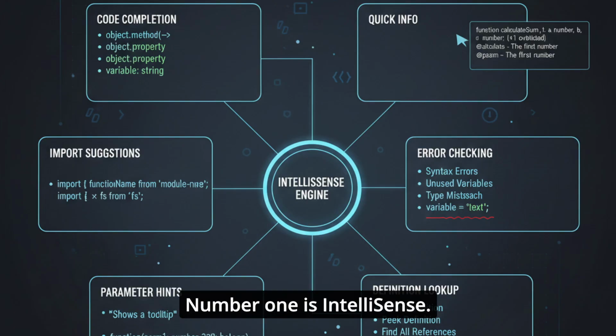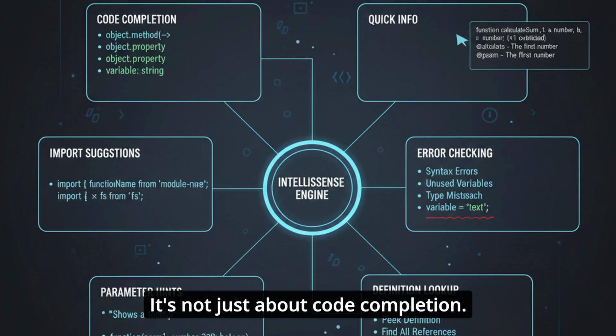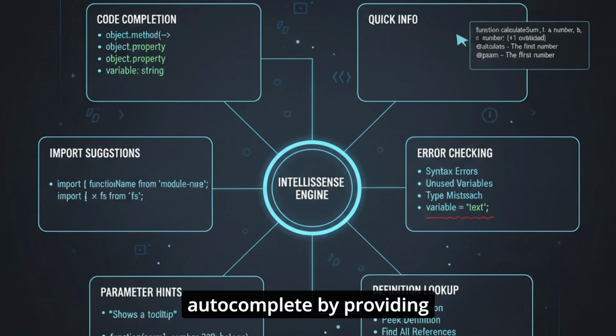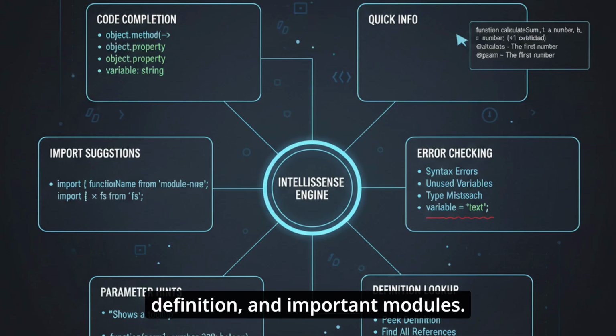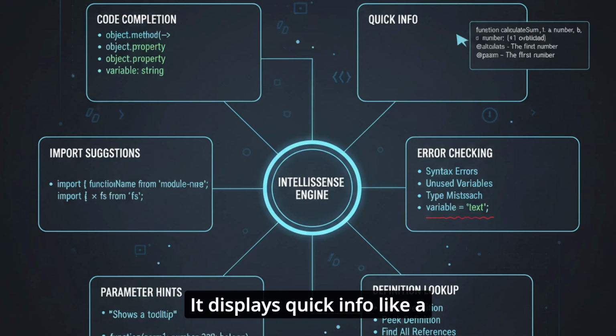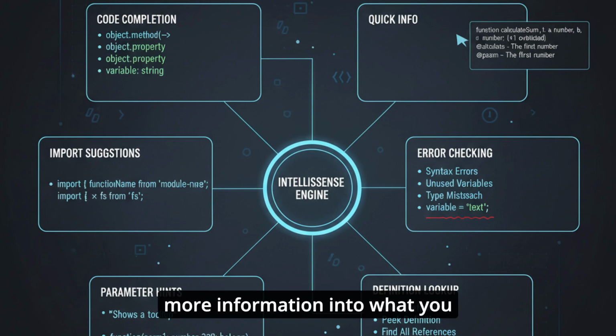Number one is IntelliSense. IntelliSense is built in for intelligent code completion. It's not just about code completion. It goes beyond basic autocomplete by providing suggestions based on your actual code context, like variable types, function definitions, and imported modules. It displays quick info like a documentation snippet. As you type, it gives you more information on what you need to do.